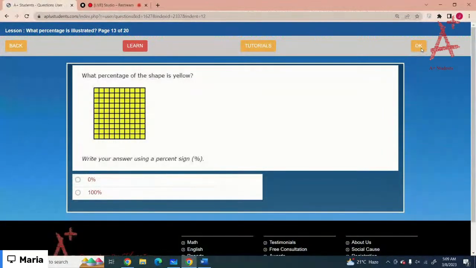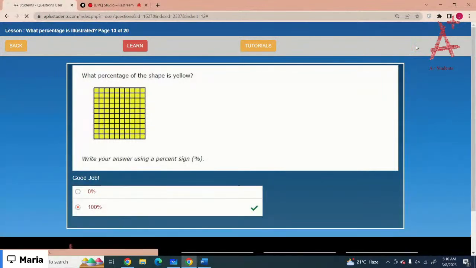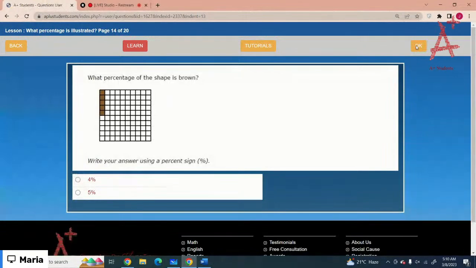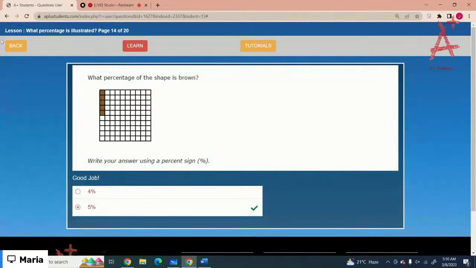What percent of the shape is yellow? 100% of the shape is yellow. Got it? What percentage of the shape is brown? 5% of the shape is brown. Got it? Okay, you can complete the test by yourself later today. Let me just move on to the next lesson.